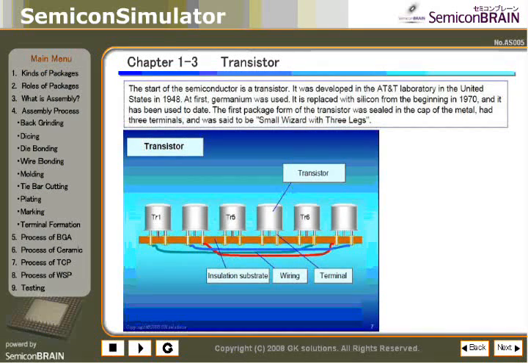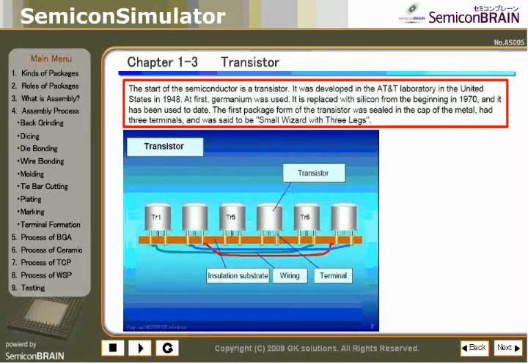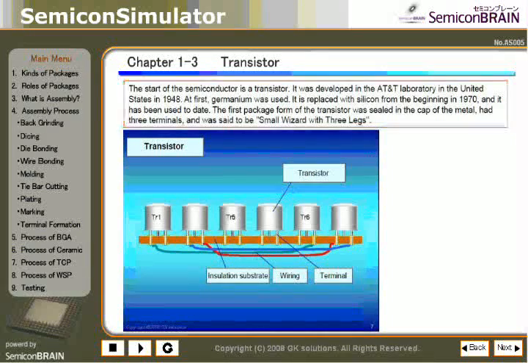Chapter 1-3 Transistor. The start of the semiconductor is a transistor. It was developed in the AT&T laboratory in the United States in 1948. At first, germanium was used. It was replaced with silicon from the beginning of 1970, and it has been used to date. The first package form of the transistor was sealed in a metal cap, had 3 terminals, and was said to be a small wizard with 3 legs.